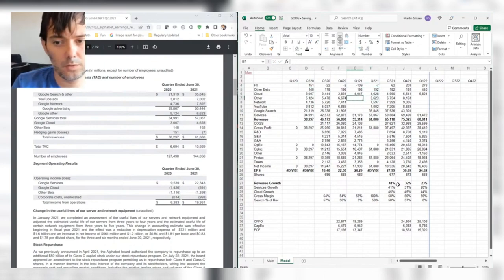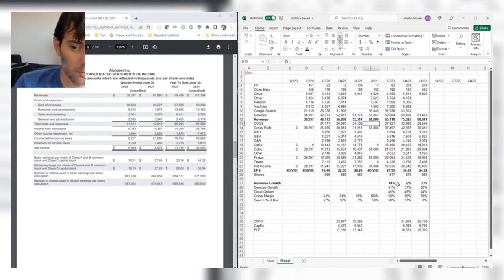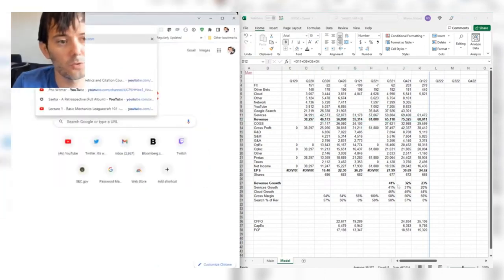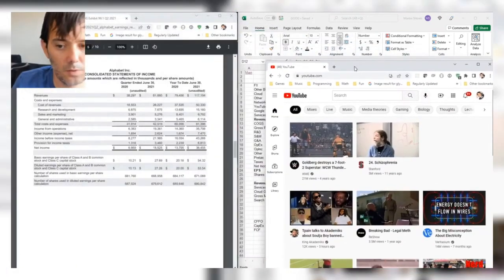Everything here matches up. And you can see Google's ad machine goes brrr. Money machine goes brr, right? You guys know what I'm talking about?